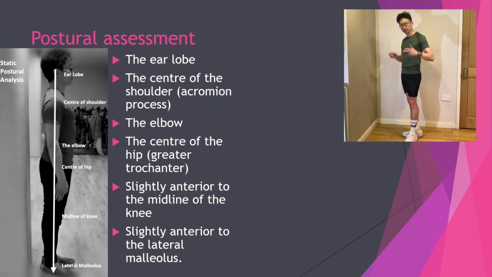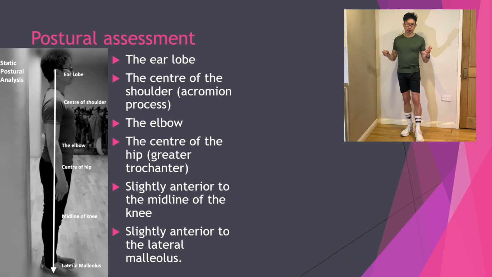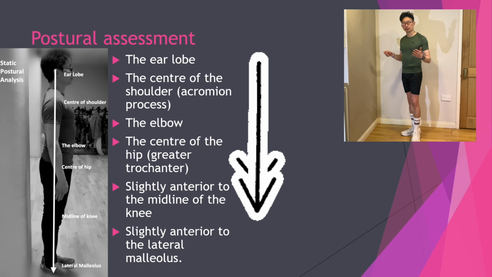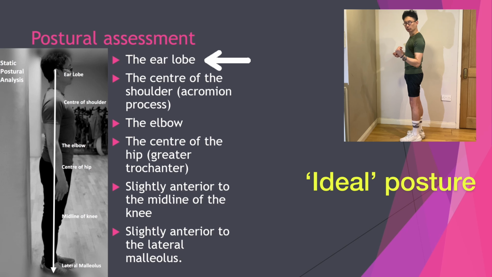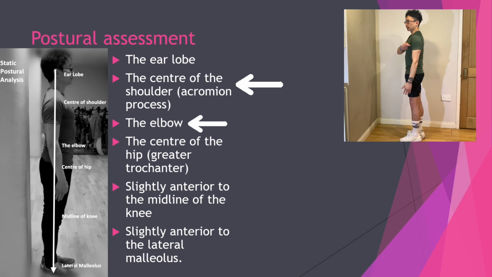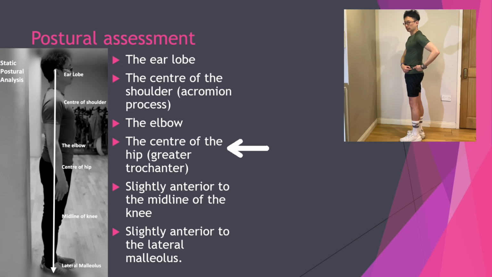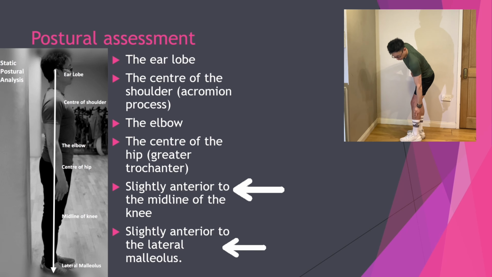These pelvic misalignments can cause imbalances of the muscle attached to the pelvis, such as the muscles of the glutes and the lower back. When we conduct a static postural assessment, there should be a straight vertical line joining these points of reference in an ideal posture. The earlobe, the center of the shoulder, the elbow, the center of the hip, midline of the knee, are points slightly anterior to the lateral malleolus.